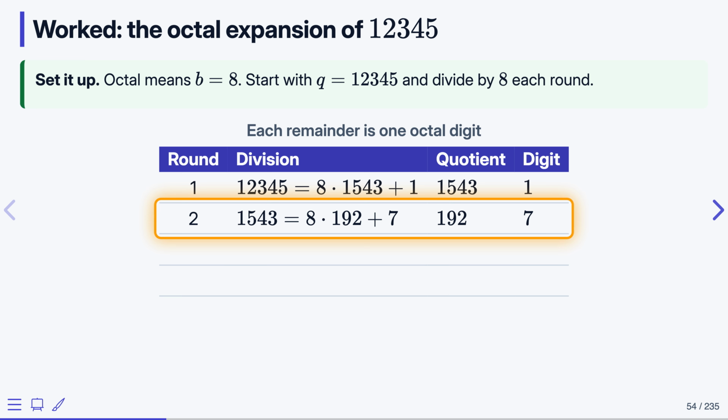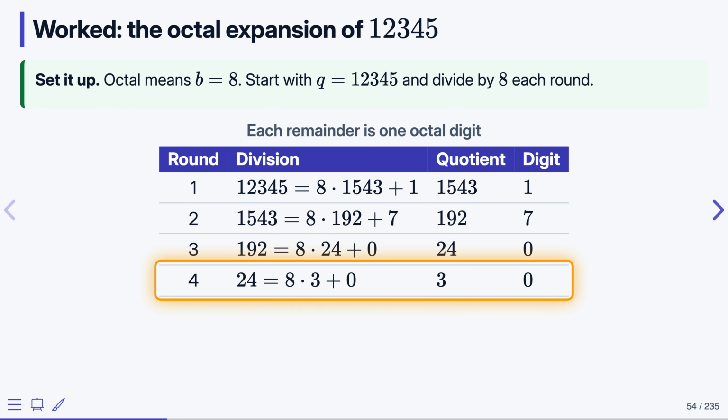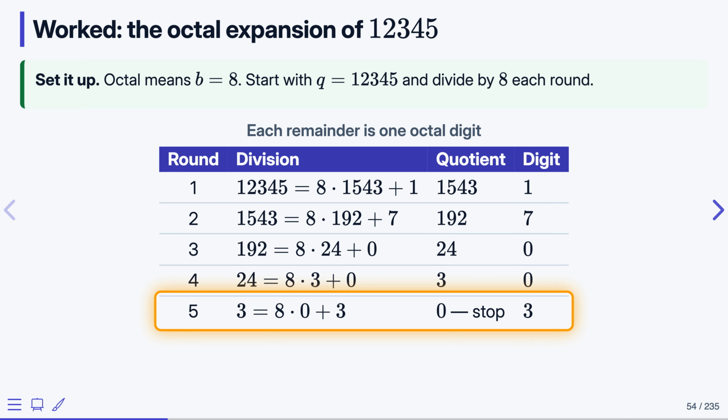The digit is 7. Round 3. Divide 192 by 8. It equals 8 times 24 plus 0. The digit is 0. Round 4. Divide 24 by 8. It equals 8 times 3 plus 0. The digit is 0. Round 5. Divide 3 by 8. The quotient is 0 and the remainder is 3. The quotient hit 0, so we stop.